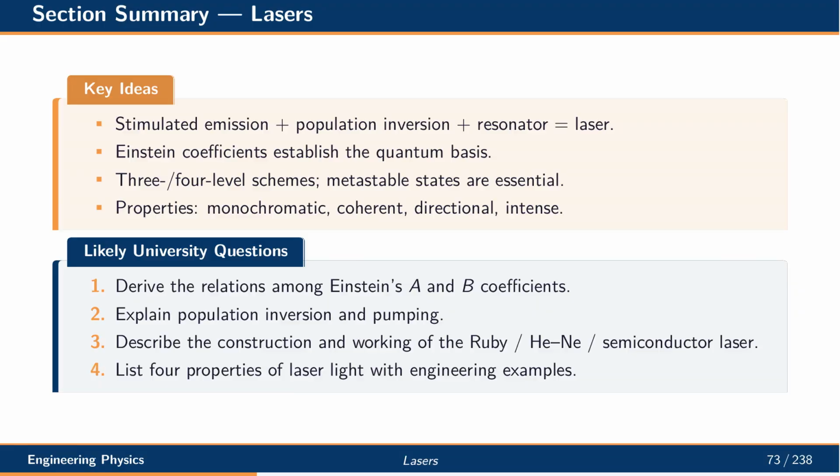Let us summarize this section. Lasers require stimulated emission, population inversion, and an optical resonator. The Einstein coefficients established the quantum basis of stimulated emission. 3 and 4 level schemes need metastable upper states. Laser light is monochromatic, coherent, directional, and intense. Typical exam questions ask you to derive the Einstein relations, explain population inversion and pumping, describe the construction and working of major laser types, and list properties.